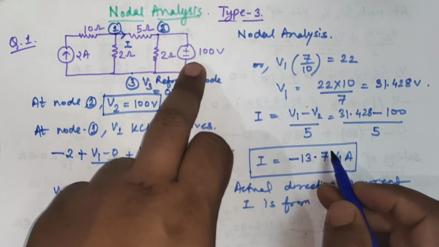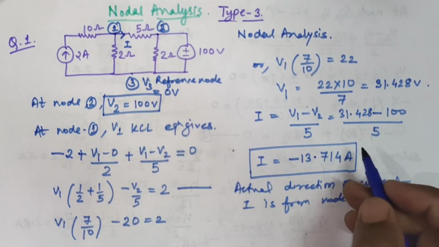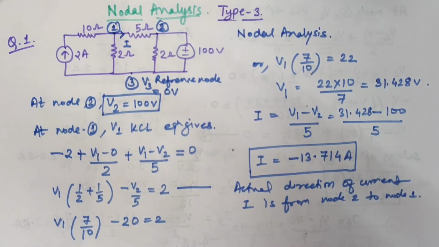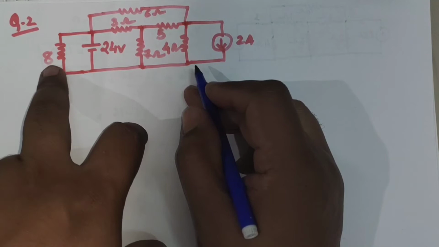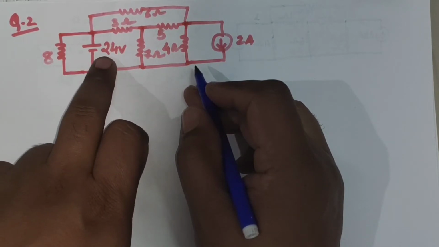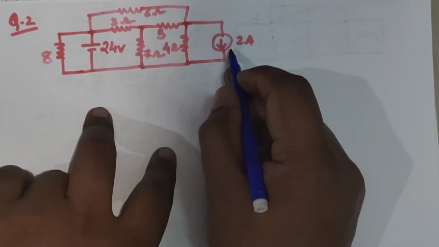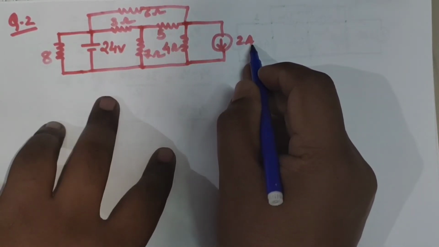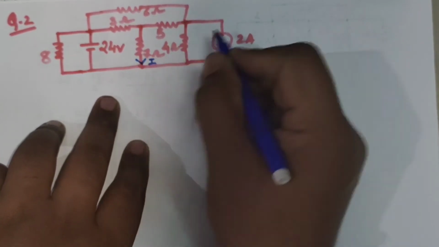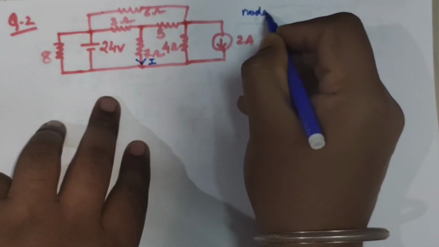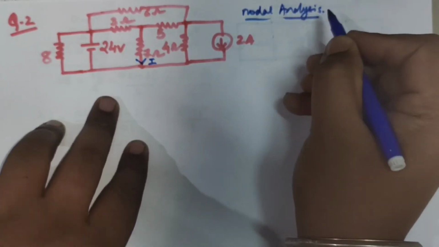a DC voltage source connected between a node and a reference node. Here we have taken another example. So this is an 8 ohm branch, 24 volt, 7 ohm, 4 ohm, 5 ohm, 6 ohm, 3 ohm, and a 2 ampere current source. Here we need to find the current flowing through this 7 ohm resistance using nodal analysis.